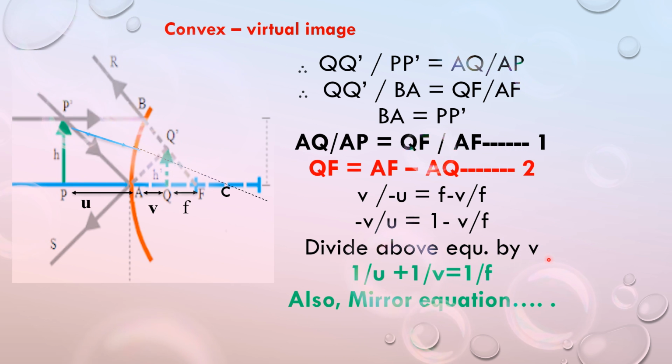Dividing by V, surely we will get the value 1 by U plus 1 by V is equal to 1 by F. So we can say that it is also nothing but the mirror equation for the convex virtual image, which means this is called the mirror equation for a convex mirror, which is producing a virtual image. In concave, we say that it is for a real image.